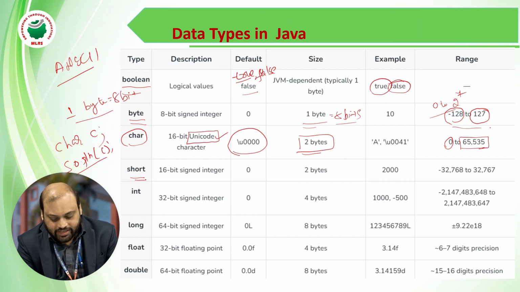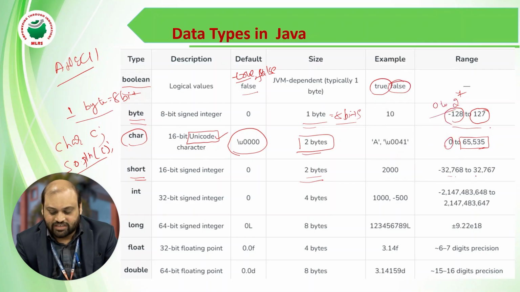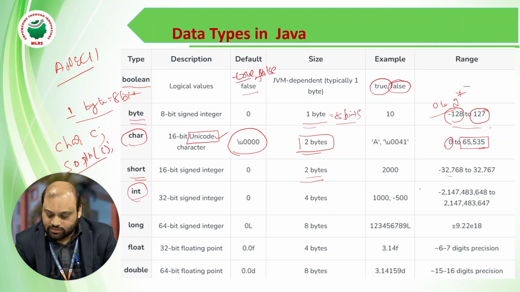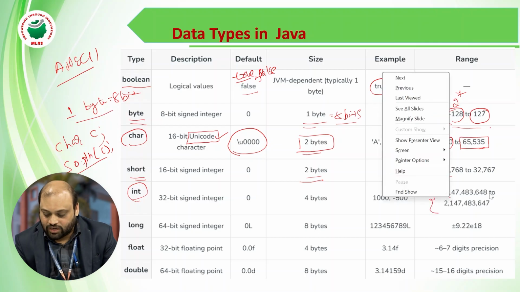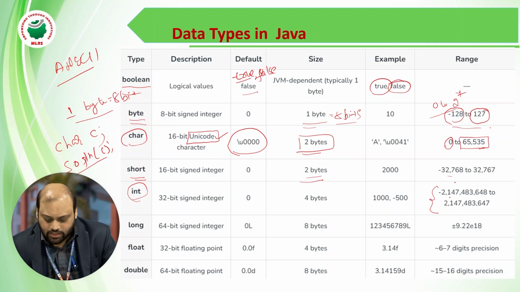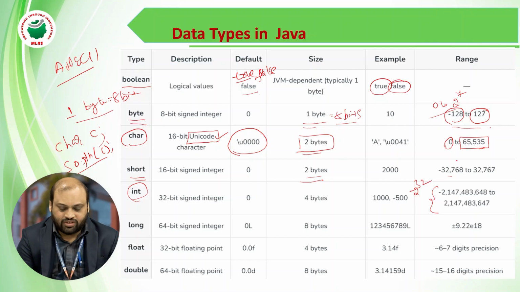Short takes 2 bytes of data and the range is from minus 32,768 to 32,767. So next one, integer. The integer is 4 bytes, and the value range is from minus 2,147,483,648 to plus 2,147,483,647. So we can say roughly minus 2 power 31 to plus 2 power 31 you can take.